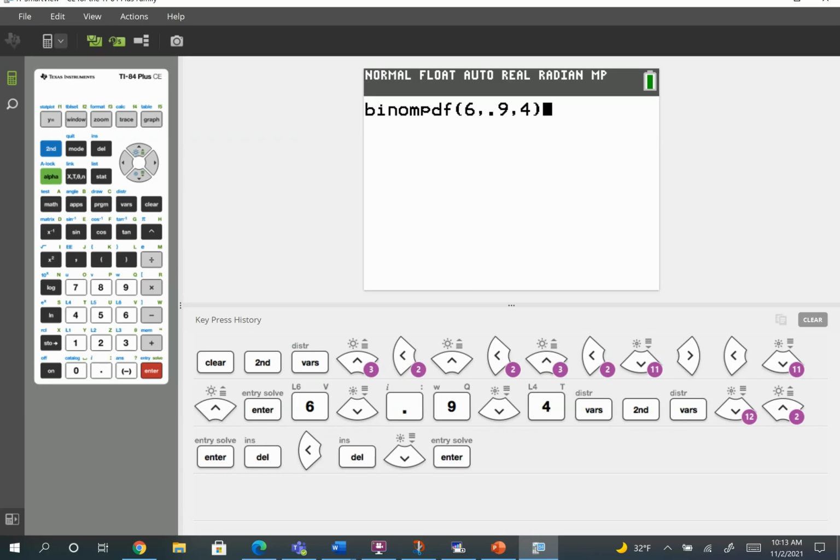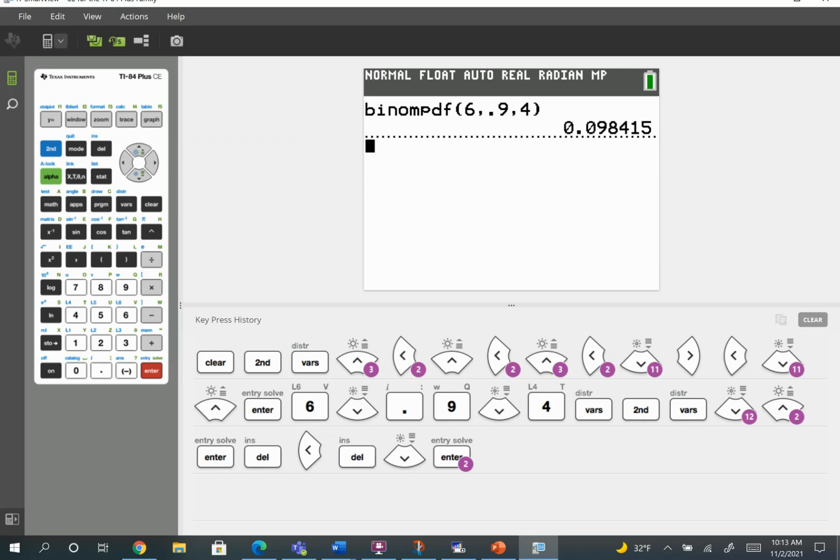6, 0.9, 4. How many total trials? Probability of success, how many successes you want. So if you have an older operating system, I know some of you have TI-83s, this is how you have to enter. It doesn't give you those options. Press enter, and there's our matching probability.